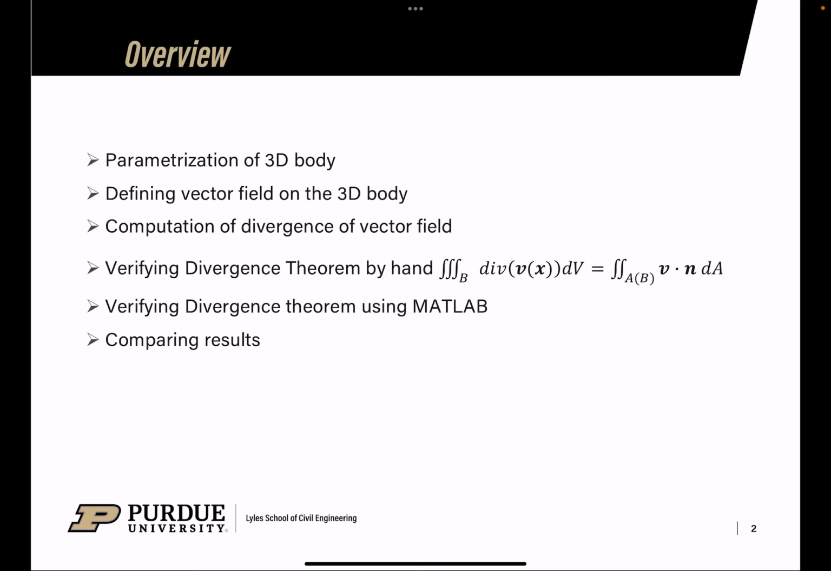So a quick overview. First we'll define our 3D body and parameterize it, and then we'll define a vector field on that body. Using that vector field we'll compute the divergence, and then we'll verify the left hand side of the divergence theorem by hand and check if we get the same thing from MATLAB. And then finally we'll verify the divergence theorem using MATLAB, that is, we'll prove that the left hand side is equal to the right hand side.